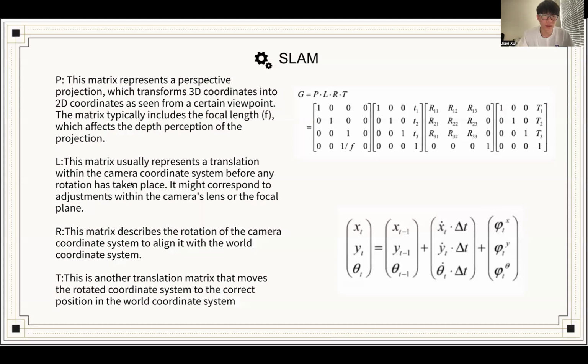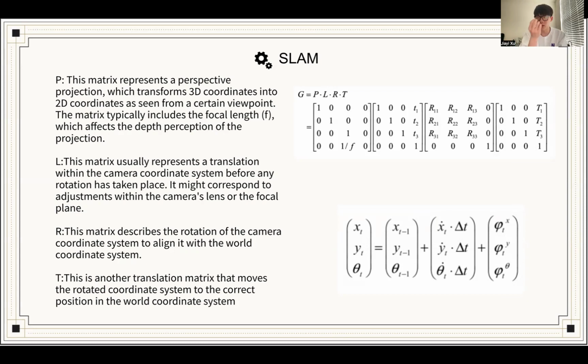And the L here is also a matrix that usually represents a translation within the camera coordinate system before any rotation has taken place. It might correspond to adjustments within the camera's lens and focal plane, so this is also related to our camera itself. The third part is R and T, which is something external, outside the camera. R is the rotation of our camera coordinate system, and T is the translation of our coordinate system.